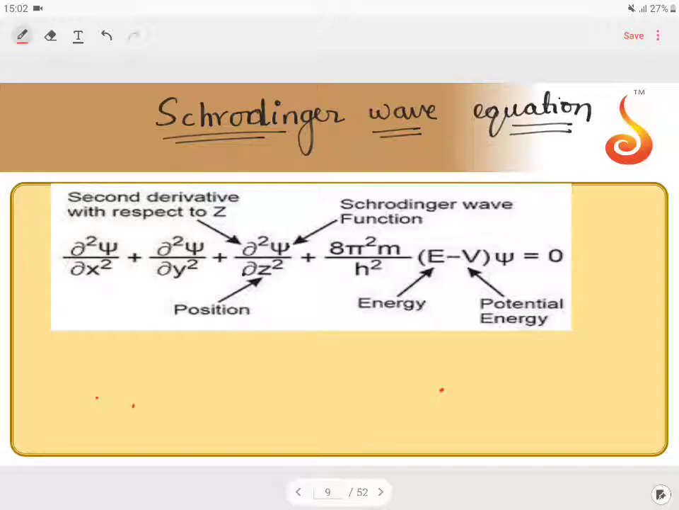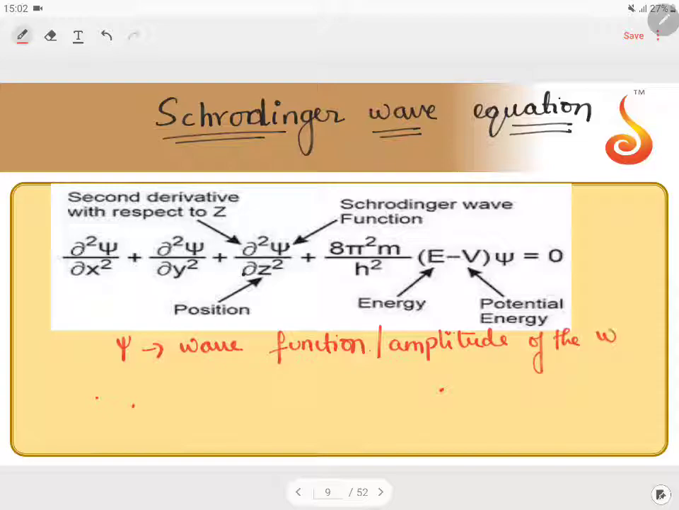Now what is this psi here? Psi is nothing but the wave function, or it is also known as the amplitude of the wave. What does the value of psi signify?